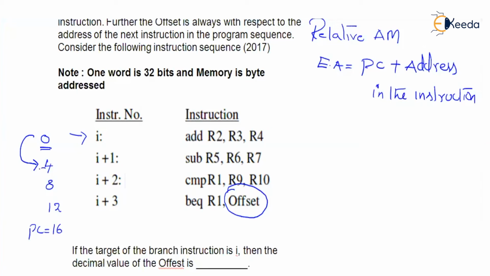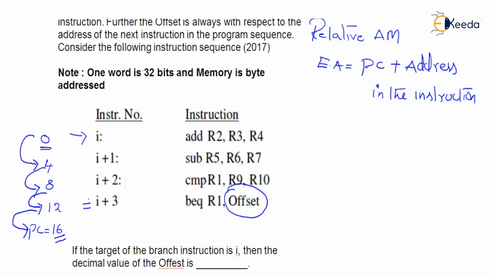And the next instruction offset is 8. And the next instruction offset is 12. The program is over, the instructions within the program given here are finished. Now the program counter value is 16, because the next instruction after I plus 3 is I plus 4, that is 16, right?